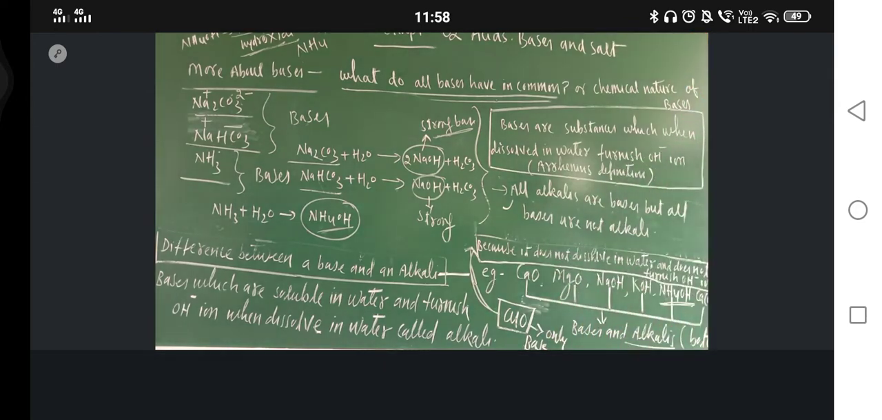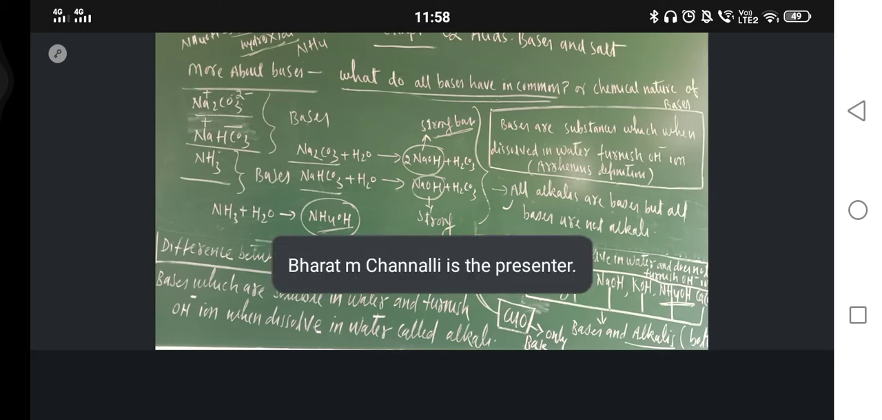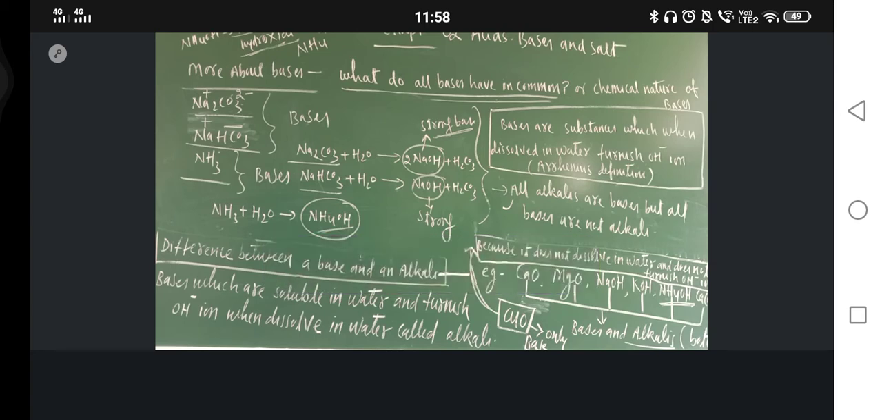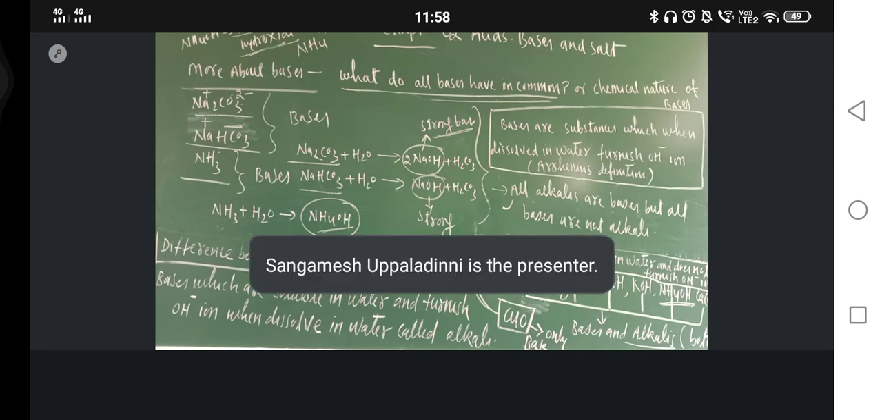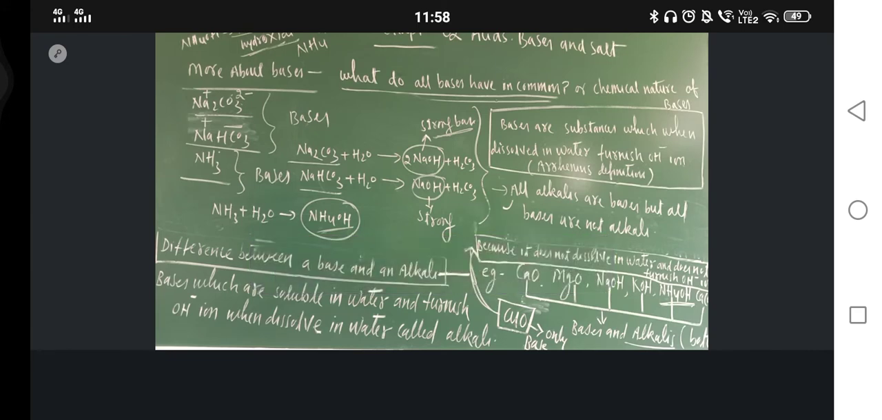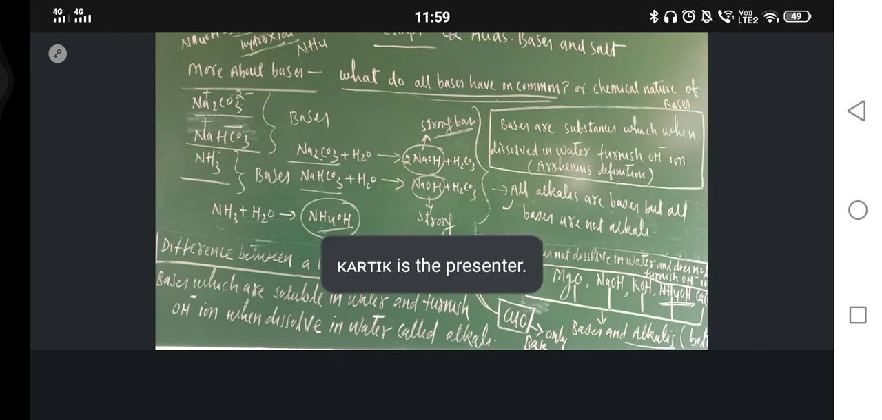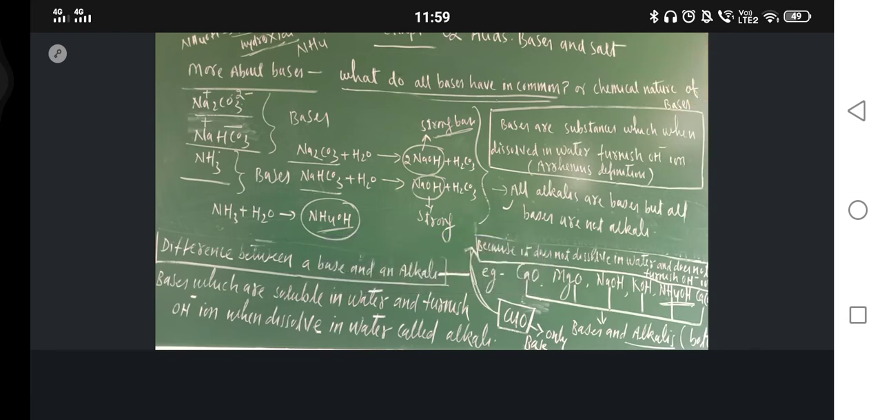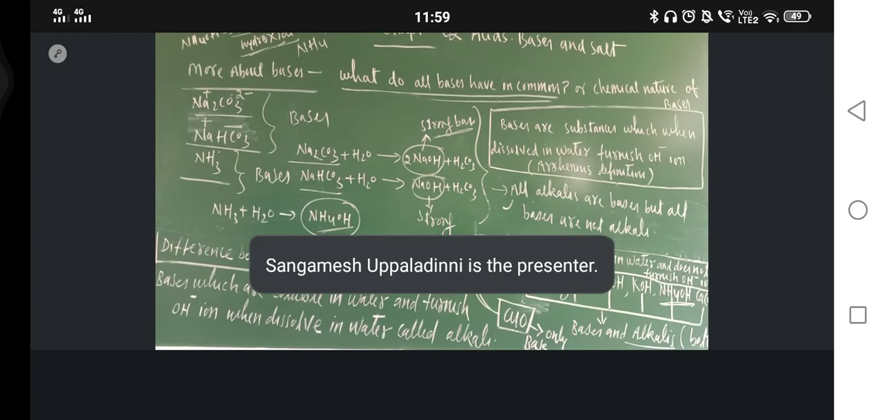Just see, study one important thing I told. Metallic oxides are basic in nature because they react with water and form bases, meaning compounds which contain OH. Non-metallic oxides are acidic in nature because they react with water and form acids. Similarly, ammonia reacts with water and forms a base, that is why it is basic in nature. Na2CO3 and NaHCO3 are salts, but they react with water and form the strong base sodium hydroxide. That is why they are also classified as bases.